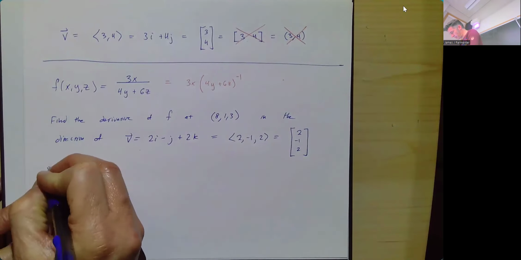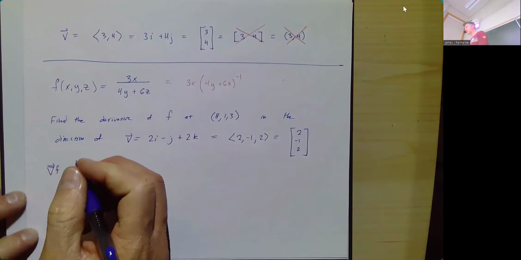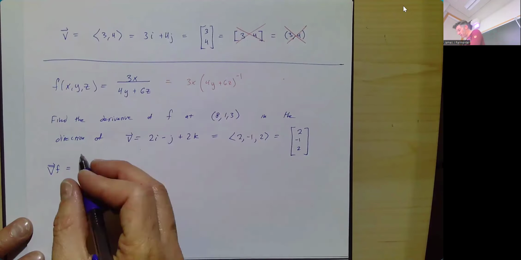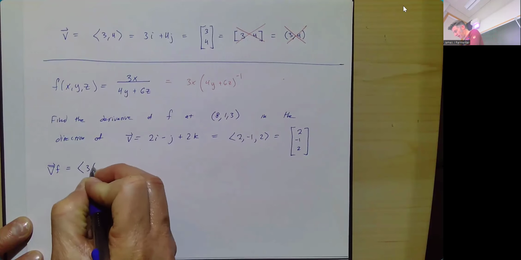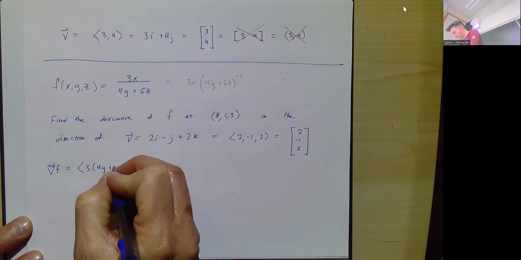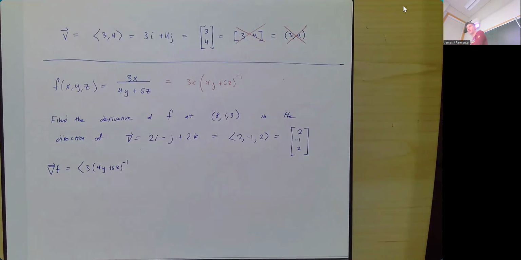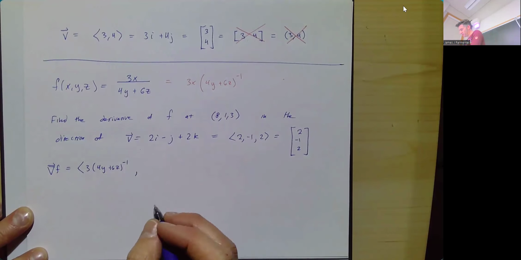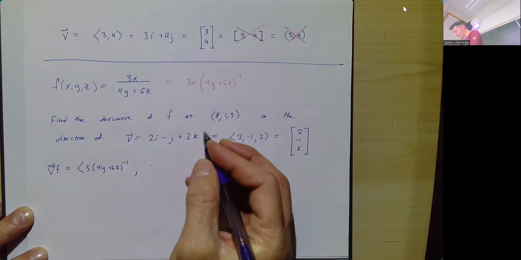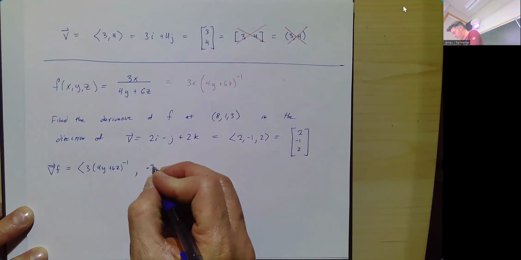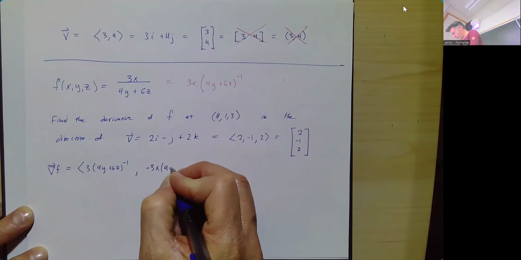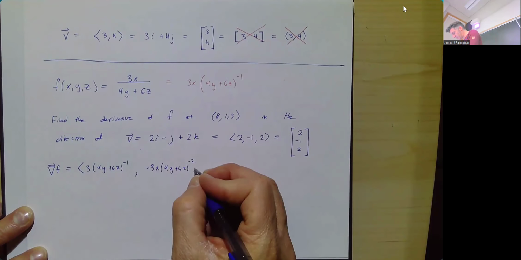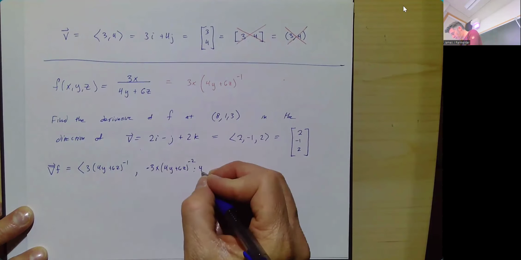So my gradient here, just without plugging in the points yet, the partial with respect to x is the easiest one. That's going to be 3 times 4y plus 6z to the negative 1. The partial with respect to y and z are going to be a little bit less nice. With respect to y, it's going to be 3x times a negative 1. So let's say it's a negative 3x times 4y plus 6z to the negative 2 times the derivative of the inside, which is 4.